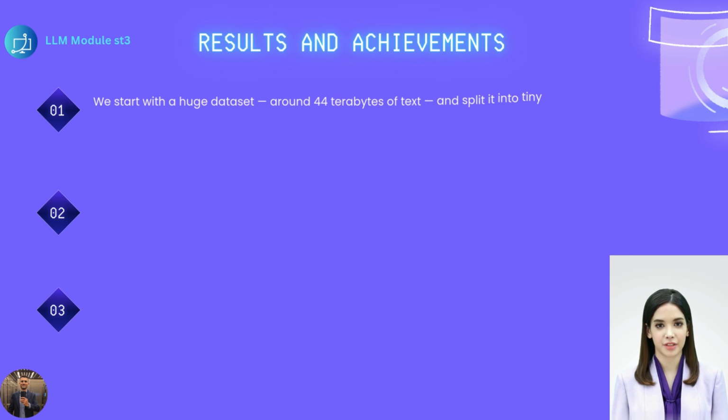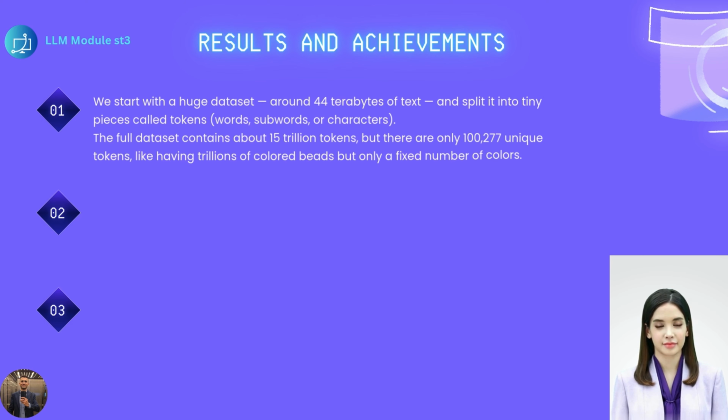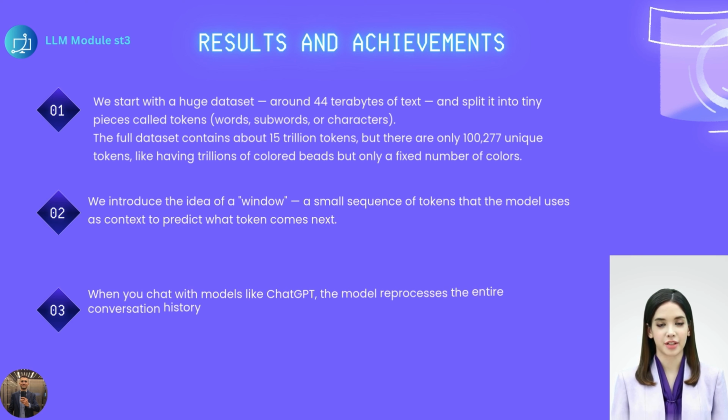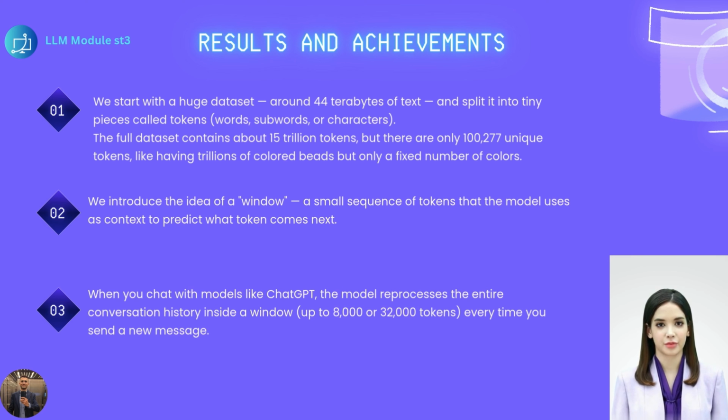So now, let me quickly explain what we've learned so far in this episode. First, we start with a huge dataset, around 44 terabytes of text, and split it into tiny pieces called tokens: words, subwords, or characters. The full dataset contains about 15 trillion tokens, but there are only 100,277 unique tokens, like having trillions of colored beads, but only a fixed number of colors. 2. We introduce the idea of a window, a small sequence of tokens that the model uses as context to predict what token comes next. 3. When you chat with models like ChatGPT, the model reprocesses the entire conversation history inside a window, up to 8,000 or 32,000 tokens, every time you send a new message.